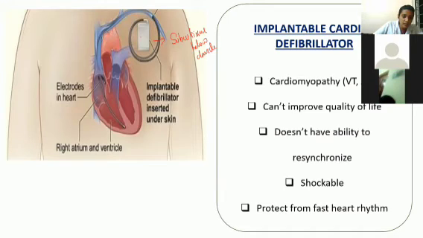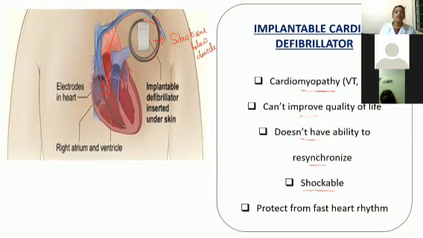The defibrillator is inserted here, and in the image itself you can see the wires going inside the heart. You can see the electrodes placed in the heart, in the right atrium and ventricle. So what is the use of this? In cardiomyopathy, VT, AF and so on, we will place this implantable cardiac defibrillator. It cannot improve the quality of life, meaning the patient's activity should be restricted. It doesn't have the ability to resynchronize, but it is shockable.